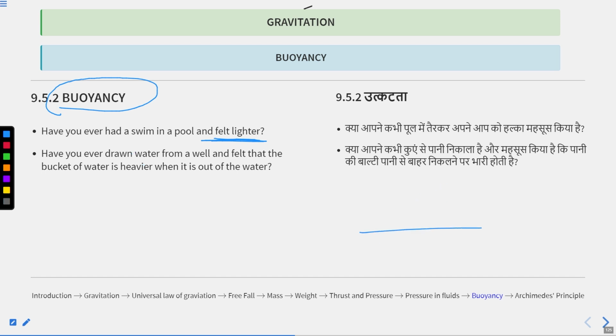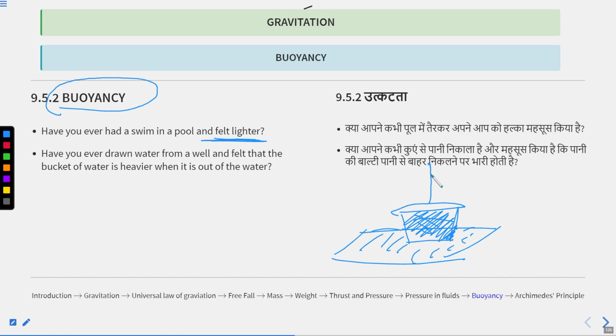What it is saying is that when the bucket full of water is still under the water, you feel it lighter, but when you start pulling it upwards, you will feel that the bucket of water becomes heavier when it comes out of the water. Have you ever felt it? Why is it happening?